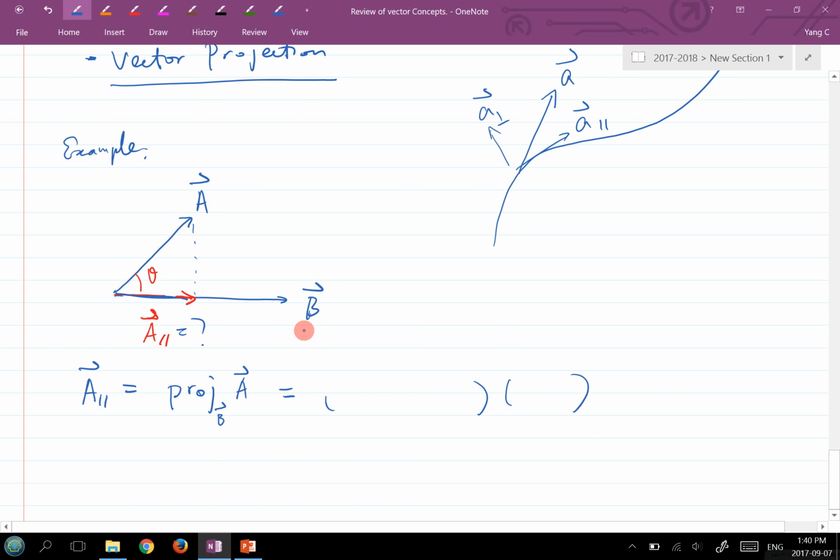I heard it. Unit vector, right? I use a unit vector to indicate the direction. So here's B. What's B's unit vector? It's B divided by its length. Okay? Does that make sense? Okay.